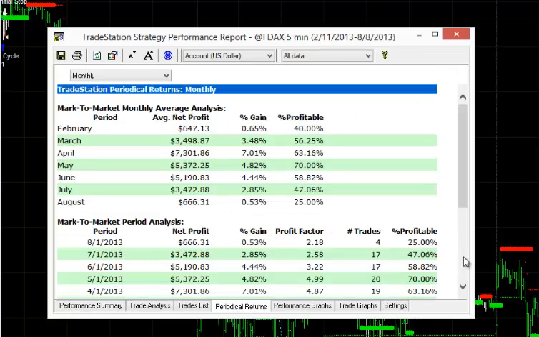Now let's have a look at the periodic returns here, and then we'll jump in and have a look at how the Cycle Trader trades. So you can see month on month it's produced some really good numbers. There's really been no losing month since February, so it's tracking along beautifully. Up 666 so far this month.